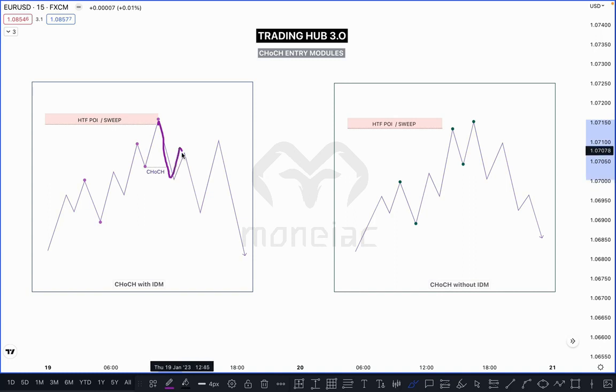Sometimes the market continues higher and breaks this one. Then you have to wait for another change of character. This is not a change of character; this becomes our inducement, because the market did not create any inducement here. Once the market breaks the previous high here, and then breaks this low at this point, this becomes our change of character, and this entry is still valid here.